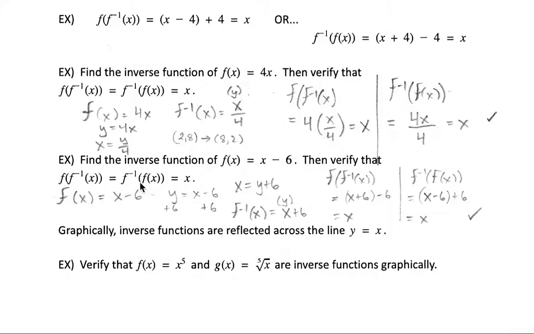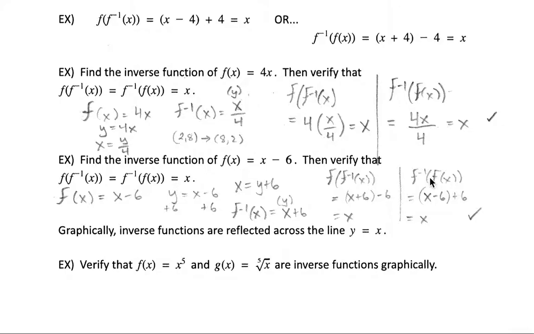Let's verify by using our composition here. Plug the inverse into the original. So let's plug x plus 6 into this x spot. So we have x plus 6 minus 6. The 6 is canceled, we're left with x. So the inverse functions are canceling each other's operations.